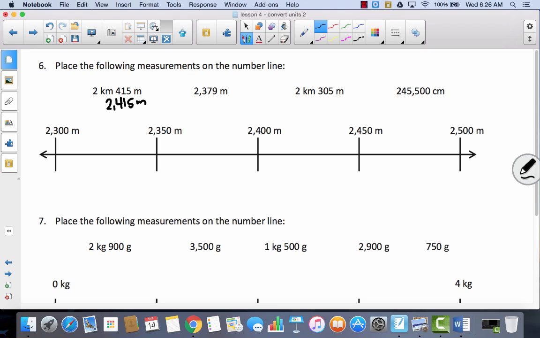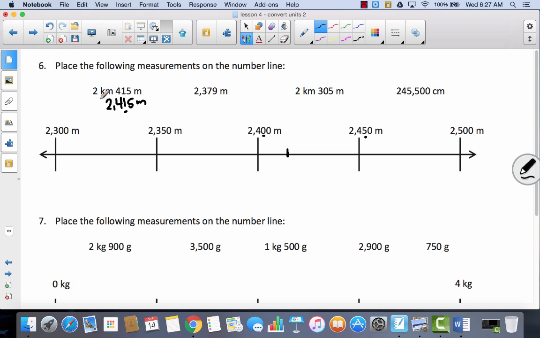2,415 meters. So now I just have to look on the number line and figure out where 2,415 would go. Well, this is 2,300, 2,350, 2,400, so I'm getting closer, and then this is 2,450. Because I have a 1 in the tens place, and this has a 5 in the tens place, and this has a 0 in the tens place, I know that 2,415 is going to come between these two. Since these are intervals of 50, the halfway point would be 25. So this is about where 2,425 would be, and this is less than that. So I'm going to put it here.